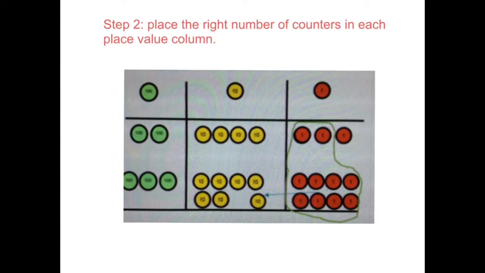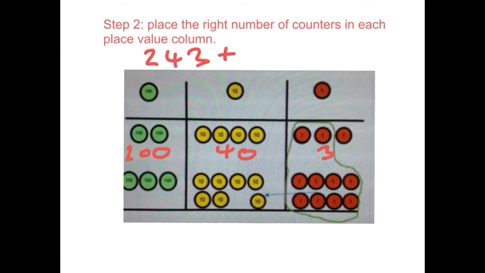Step 2. Place the right number of counters in each place value column. So if you remember, the question at the start was 243. Well, here in my example, you can see that I've put 3 units into the units column, 4 tens in the tens column, and 2 hundreds in the hundreds column. If you were to write it out as a number sentence, it would look a bit like this. So we've got 200, we've got 4 tens, and we have got 3 units.